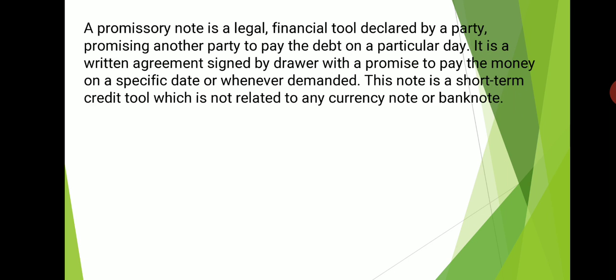Generally, the maturity period is a maximum of 6 months. It is a written agreement signed by the drawer with a promise to pay the money on a specific date or whenever demanded. This note is a short-term credit tool which is not related to any currency note or bank note. So, it's about the promissory note.